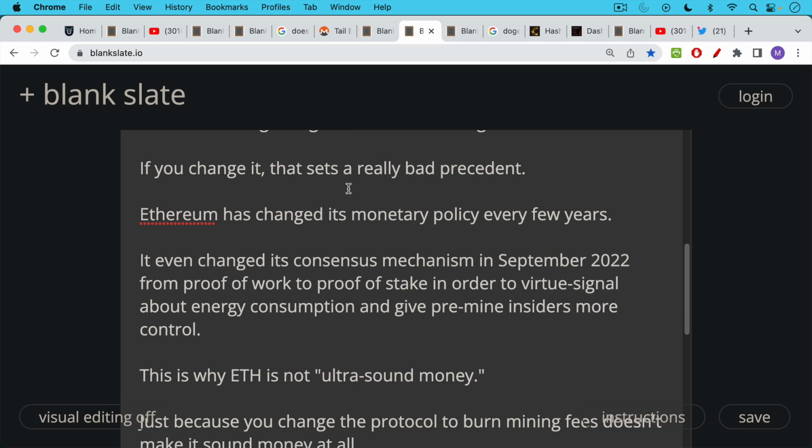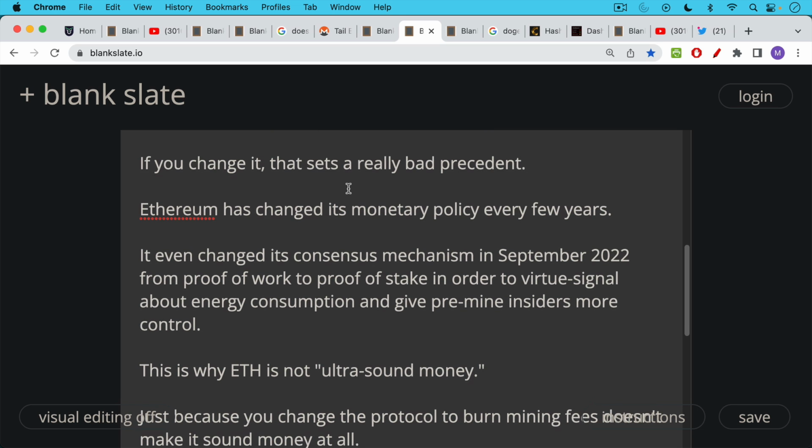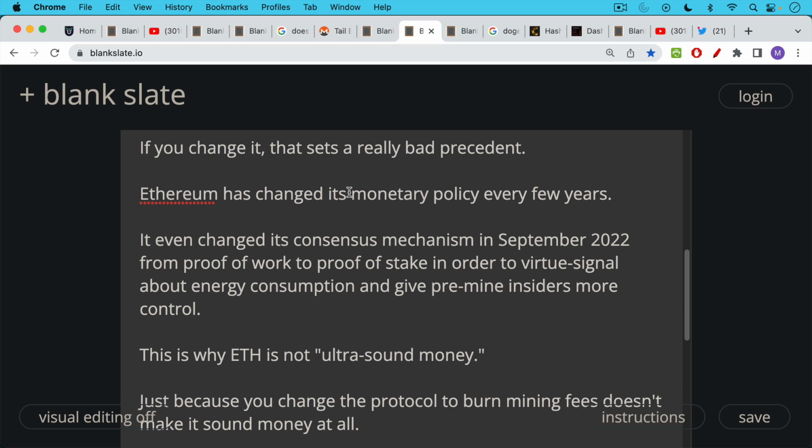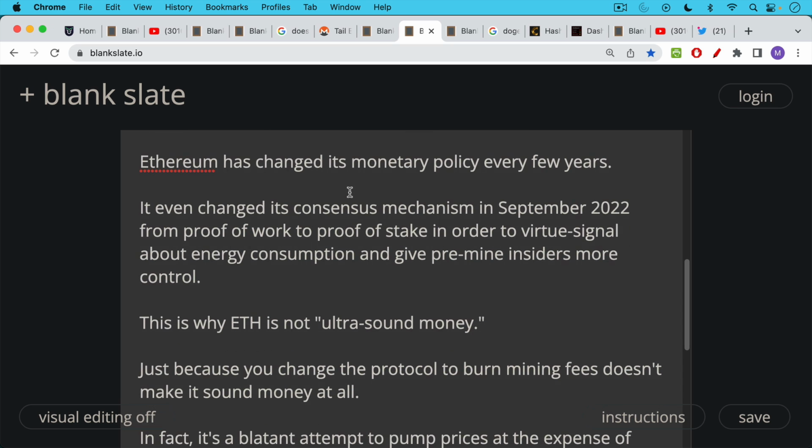Because under proof of stake, the more coins you own, the more control you have over the system. And this is not true for proof of work. Because Ethereum has changed its monetary policy so many times, this means that it's not ultrasound money, even though a lot of Ethereans claim that it is.